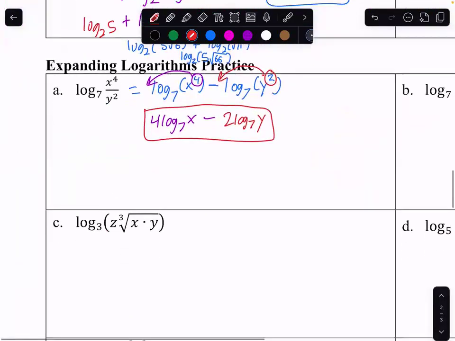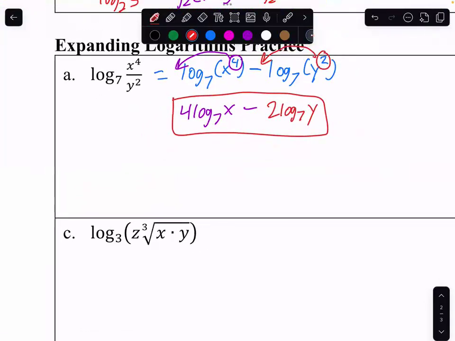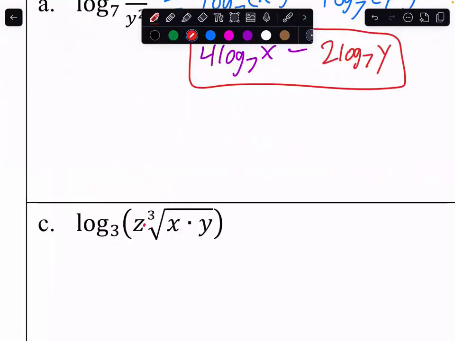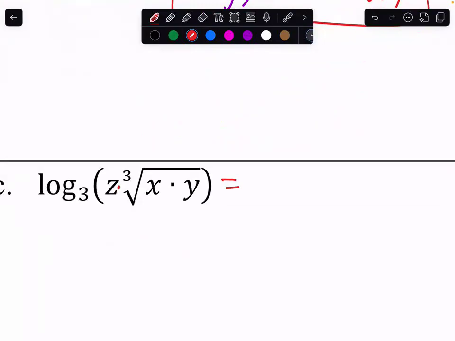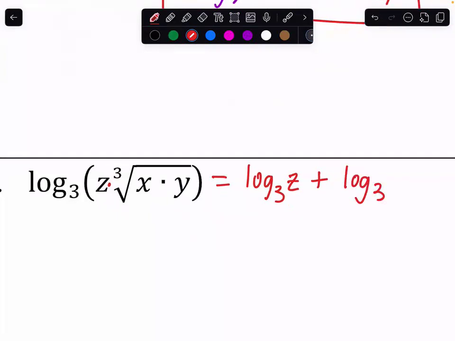Okay, let me actually jump down and do letter C next. So this one, we don't see any division, right? We don't see any fraction bars, but we see multiple letters. We know that when there's multiple letters, that means multiplying. By the way, it's a little confusing. The 3 is not on the Z. The 3 is the index of the radical. So first we would split this up into log base 3 of just the Z part. And then when you multiply the arguments, remember that's adding, not subtracting. So plus log base 3 of this part.